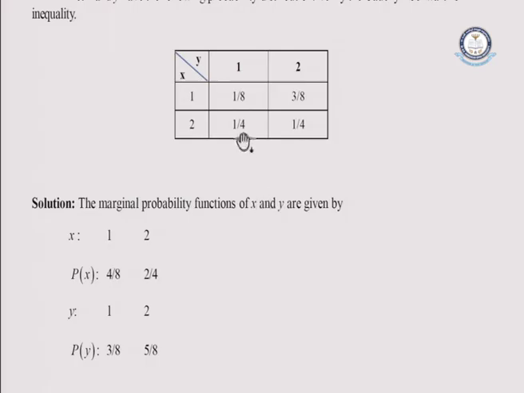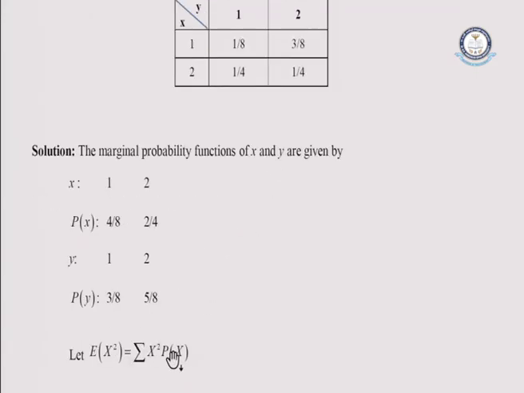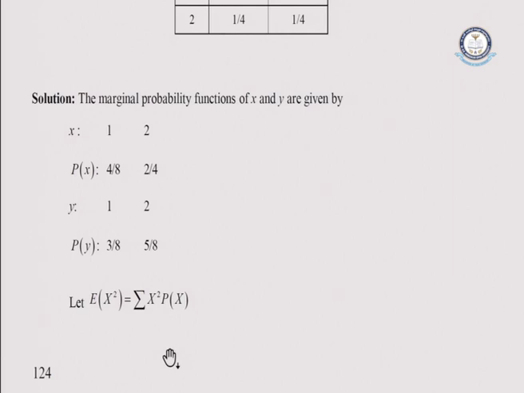How is it? Here, this p of x means we have to add these values: 1 by 8 plus 3 by 8 is 4 by 8. Here also 1 by 4 plus 1 by 4 is 2 by 4; those are the x terms. For y, 1 by 8 plus 1 by 4 is 3 by 8, and 3 by 8 plus 1 by 4 is 5 by 8. This is the marginal probability function of x and y values. P of x is the probability function of x, and p of y is the probability function of y.